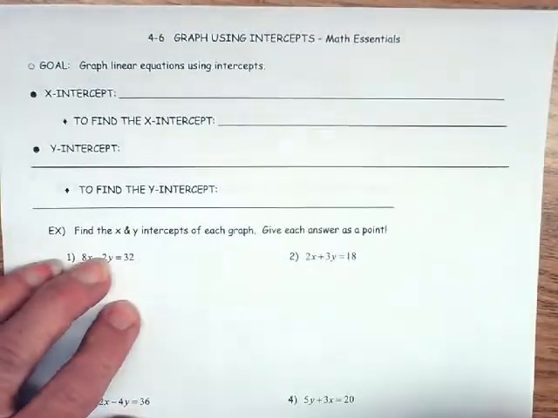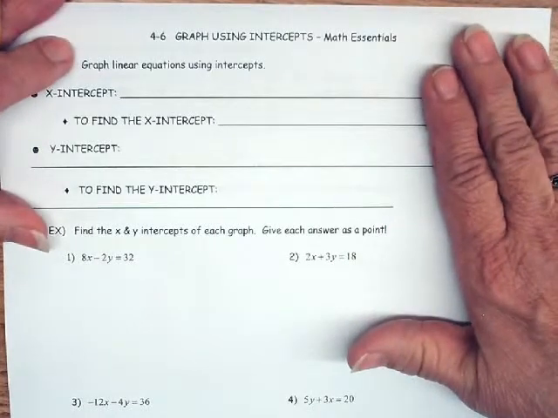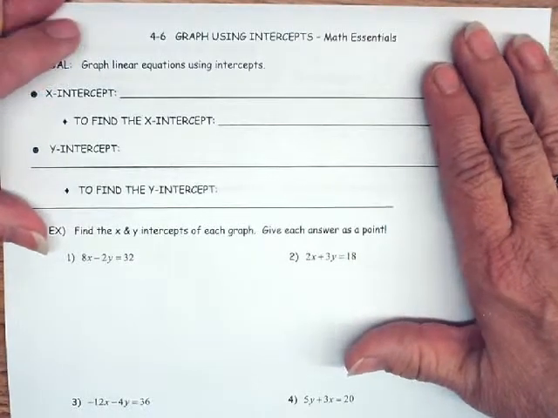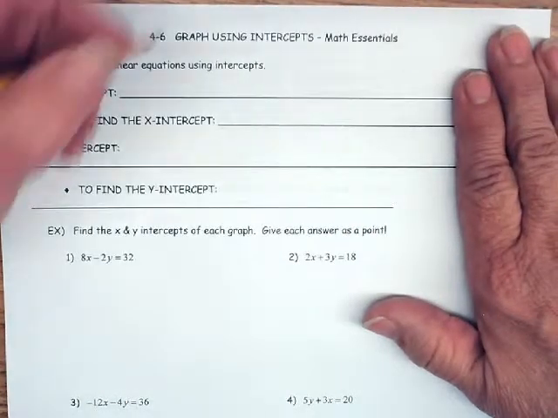Welcome. These are the notes for Math Essentials, Chapter 4, Section 6. We're using intercepts to graph equations of lines. First of all, let's talk about what the intercepts are.